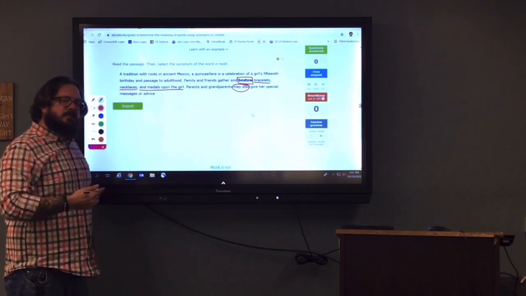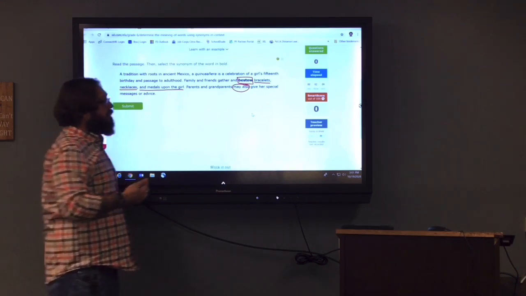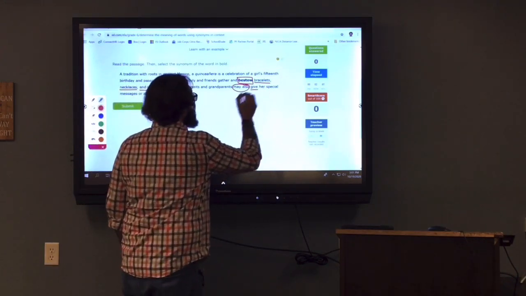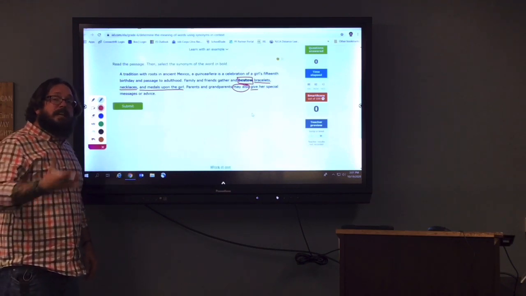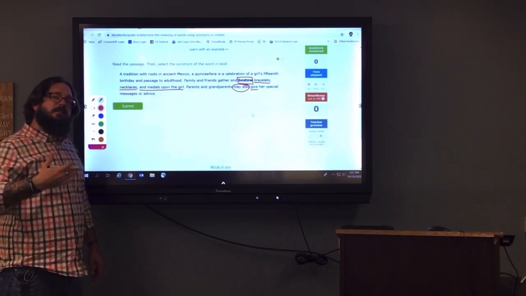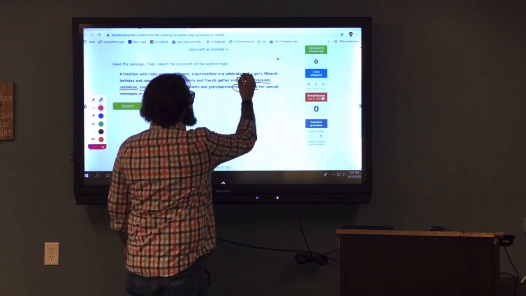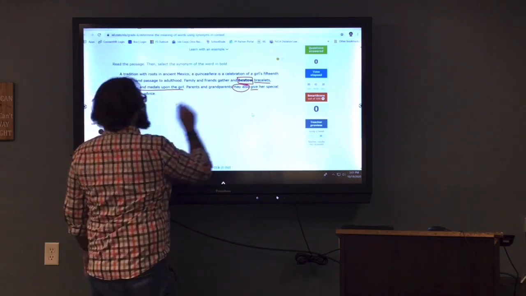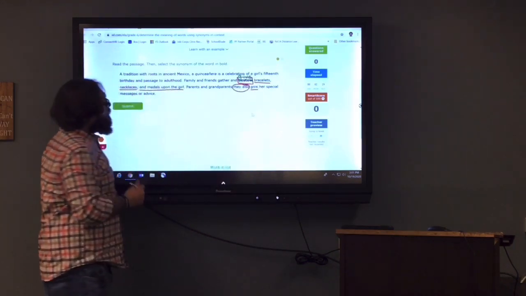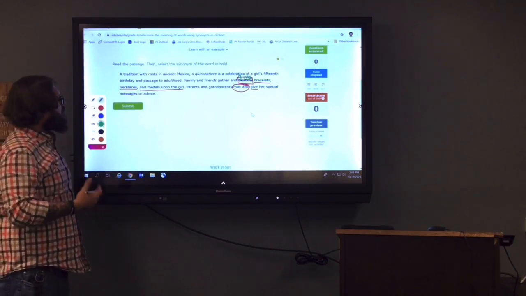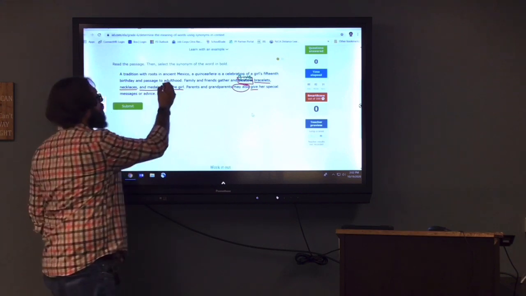So in this case, the word bestow also means give. Now, we learned a strategy where we can replace the word to see if it still makes sense. So let's replace the word bestow with give. Alright, so family and friends gather and give bracelets, necklaces, and medals upon or to the girl.